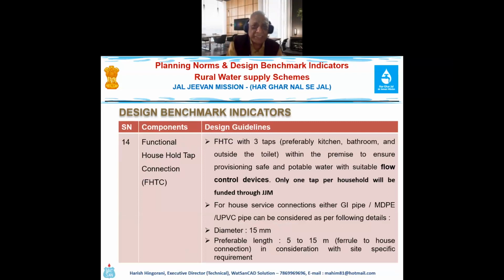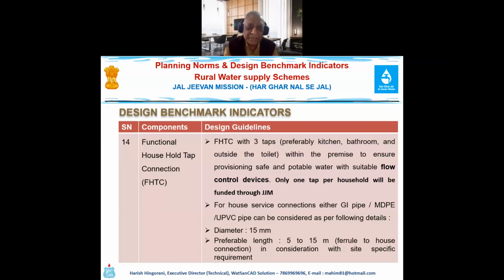The Jal Jeevan Mission guideline suggests three FHTC taps are provided in the FHTC. That is for the kitchen, bathroom, and outside toilet within the premises to ensure provisioning of safe and potable water. Suitable flow control devices should be provided. In this case, Andhra has a good device to control the water, and even if you provide it and adjust it properly, this can work functionally.